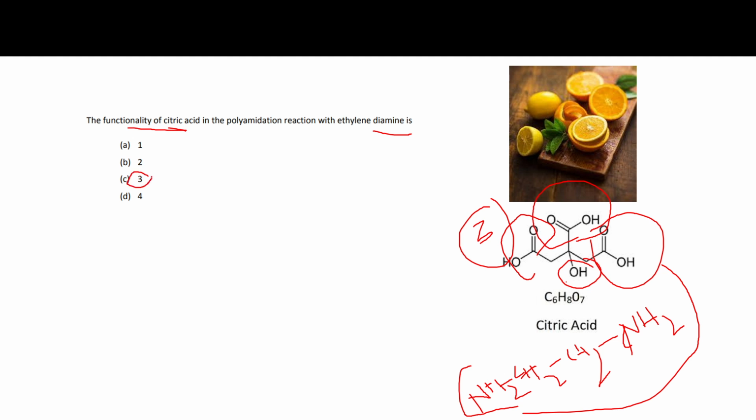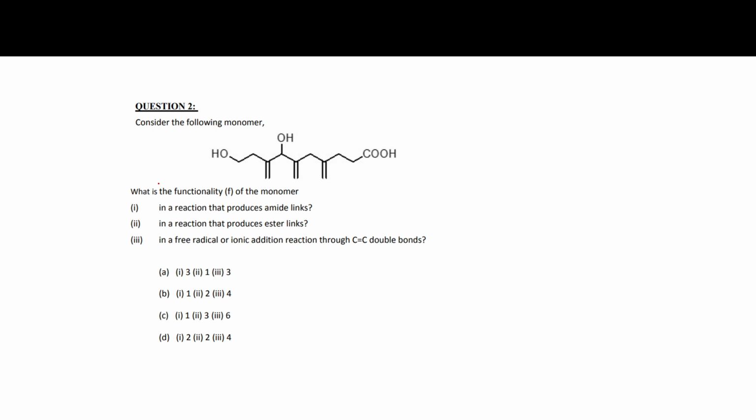When a normal question asks where the polymerization can start, from this acid and amine the polymerization can start, this acid and amine can start it, this acid and amine can start it, but which group is not involved in the polymerization? So the functionality of this molecule should be 3.